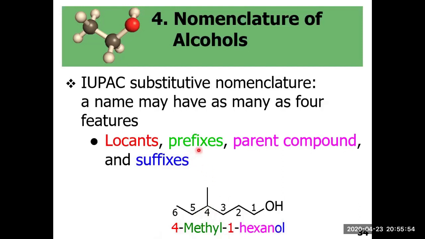Now prefixes, these are basically your substituents. If you have similar substituents, then you use the prefixes di for two of the same substituents, tri for 3 similar substituents, etc. The parent compound is the longest continuous carbon chain bearing the hydroxyl group or OH group. And the suffix: the final name for alcohols must end in OL. So in this case, it's named as hexanol.